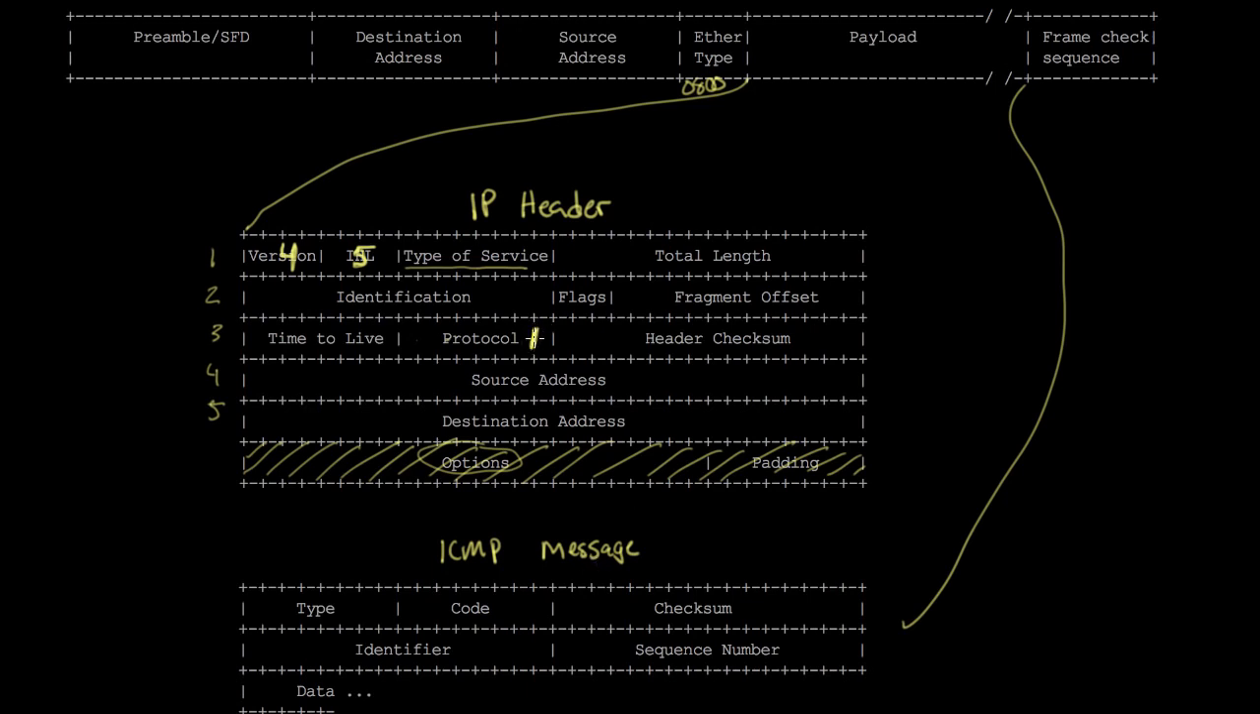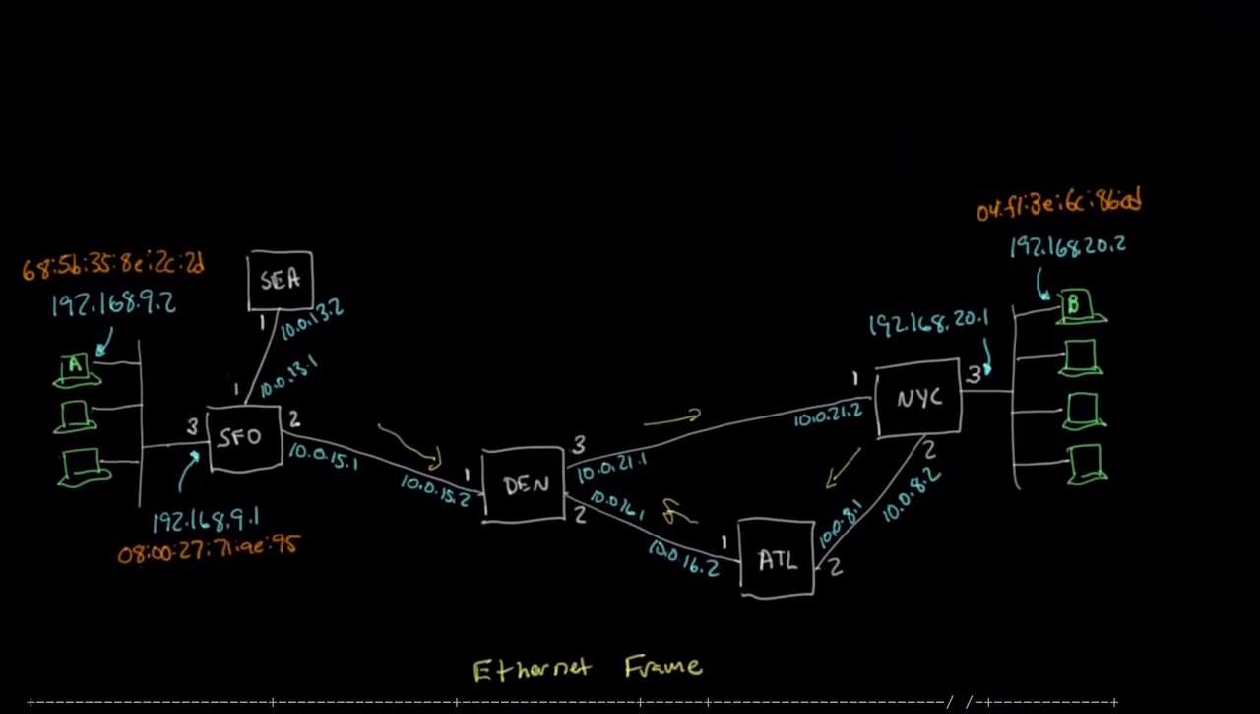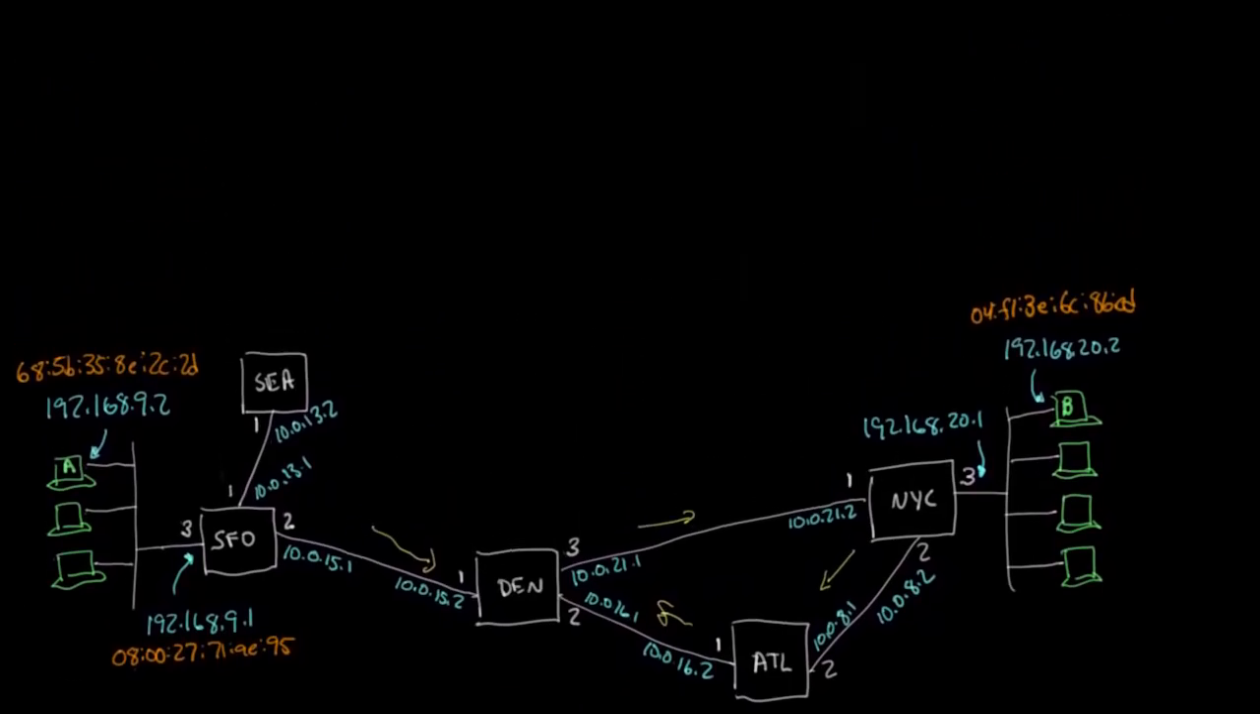And the way that we know that we have an ICMP message is that this protocol field is going to be set to 1. If this protocol field were set to something different, then we would have some different data here. And again, in future videos, we'll look at what some of those things could be. But for now, let's go back up and look at our network and look at exactly what these routers are doing as we go through.